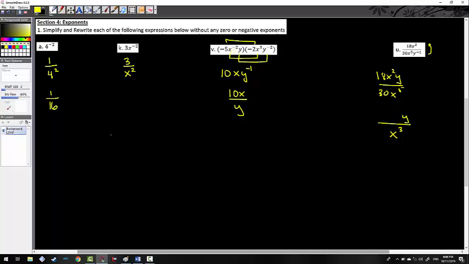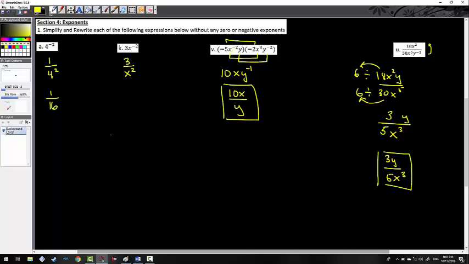18 over 30. They both divide into 6. So I'm going to go ahead and reduce it by 6. 18 divided by 6 is going to become 3. And 30 divided by 6 is going to become 5. So your final answer ends up being 3y over 5x cubed. And that's as far as you need to go for all 4 of these answers. As always, guys, exponent rules are fluid, so just stay flexible with them. Generally speaking, just move your negative exponents first.